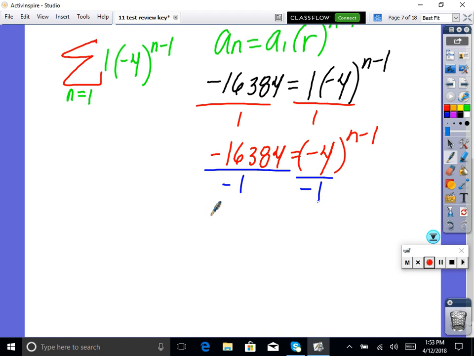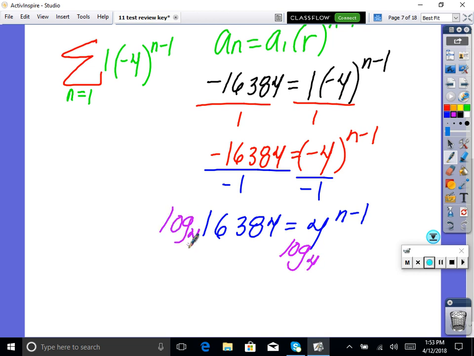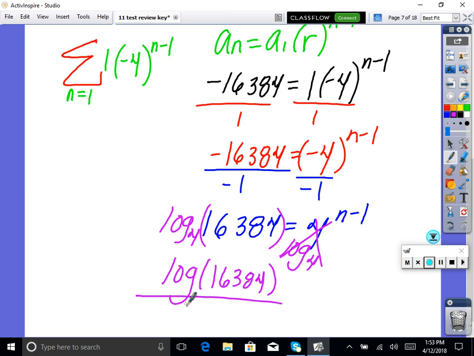So then we would get 16384 equals 4 raised to the n minus 1. Now you can't divide by 4, so we would log base 4 both sides. Log base 4, log base 4. So then now that cancels out. Now remember, we have log base 4 of all that stuff. So we have to use the change of base formula. Log of 16384 divided by log of 4. And that's equal to n minus 1.